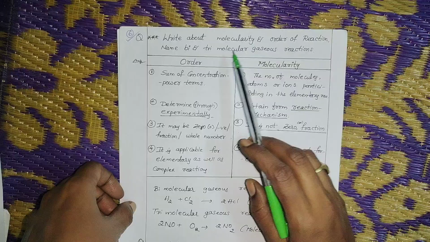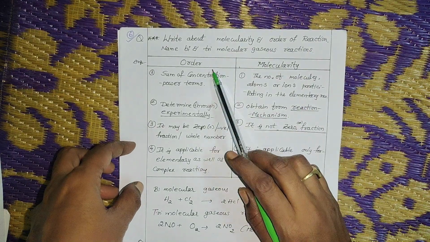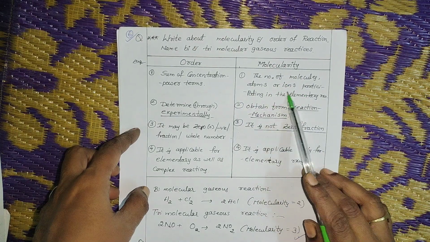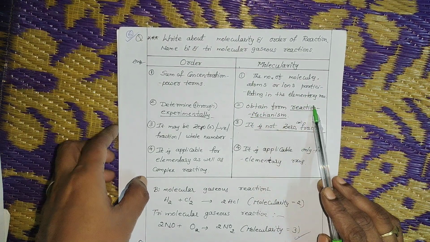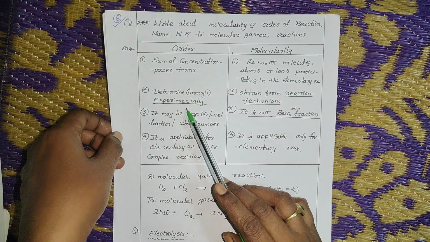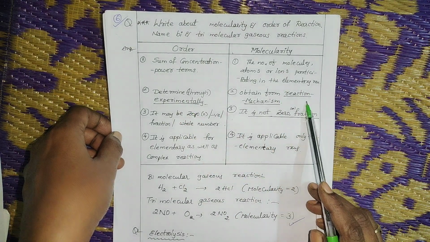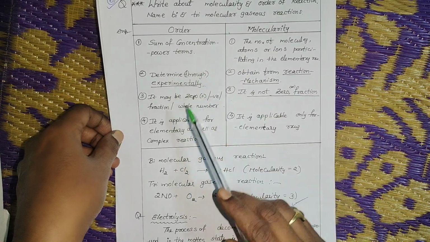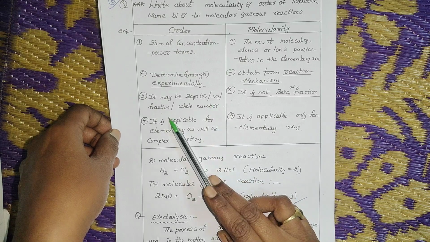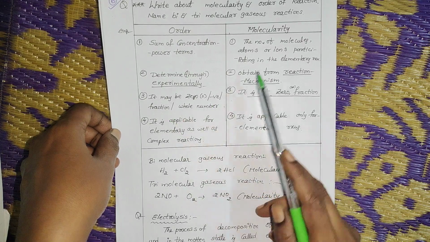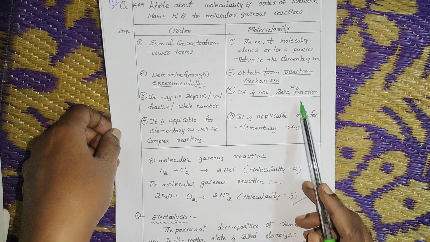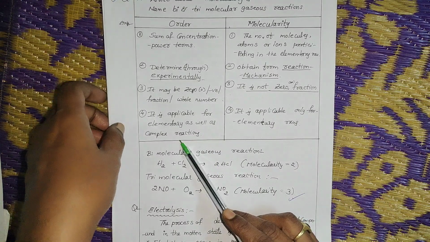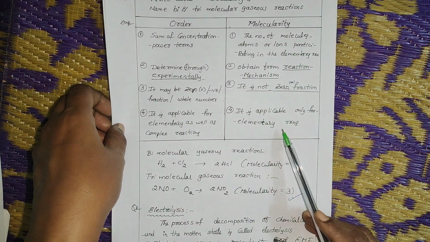Okay. So write about the molecularity and order of reaction. Order is nothing but the sum of concentration power terms. Molecularity is nothing but the number of molecules, atoms or ions participating in an elementary reaction. Order is determined experimentally. Molecularity is determined through the reaction mechanism. Here order may be 0, negative, fraction or whole number, but molecularity cannot be 0 or a fraction. Order is applicable for both elementary as well as complex reactions. Molecularity is applicable only for elementary reactions.